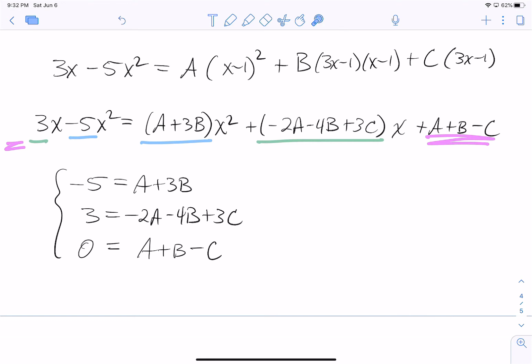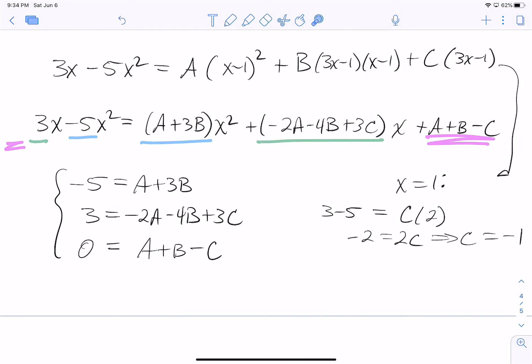However, if we go back to the equation where we had a, b, and c times our factors of the denominator, then we can see that we have a times x minus 1 the quantity squared. That means if we let x equal 1, then we'll have 3 minus 5 on the left-hand side is equal to, since a has a factor x minus 1 the quantity squared, the a will zero out. B has factors 3x minus 1, x minus 1. Again, letting x equal 1, the b factor will zero out. For c, we'll end up with c times 3x minus 1. If x is 1, then that's c times 2. This simplifies to negative 2 is equal to 2c, and so we know that c is equal to negative 1.